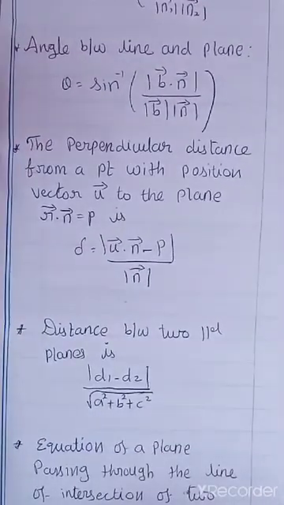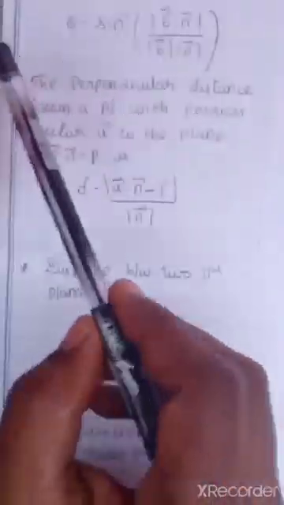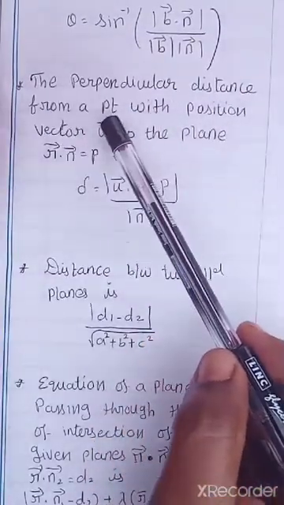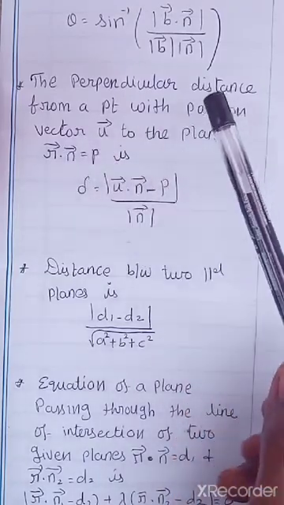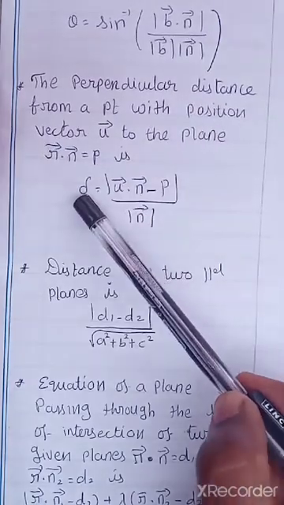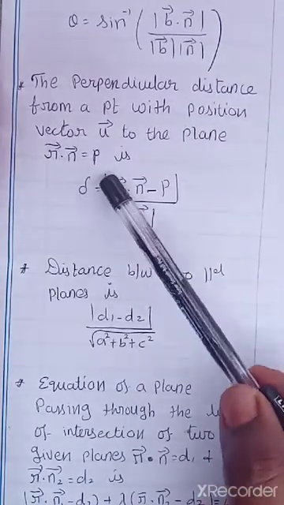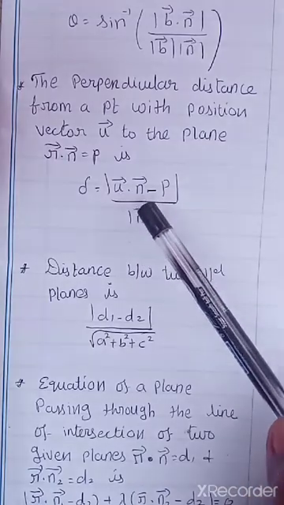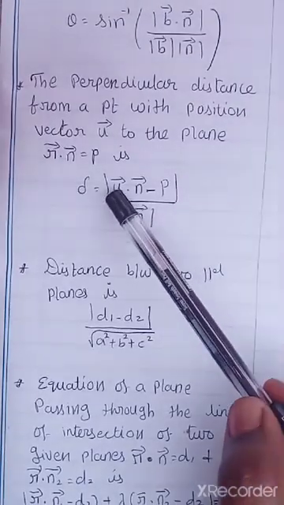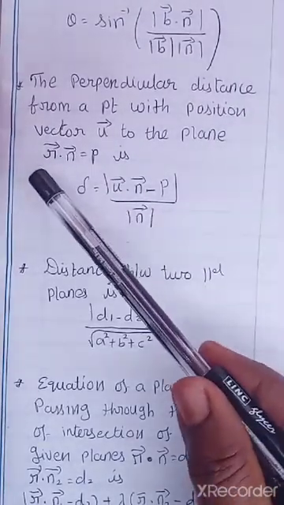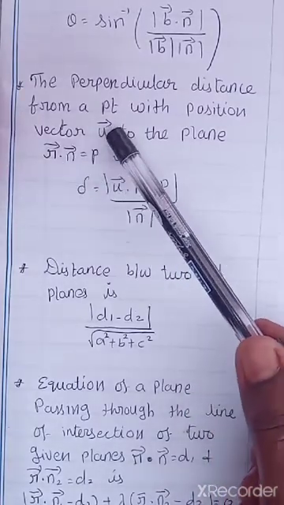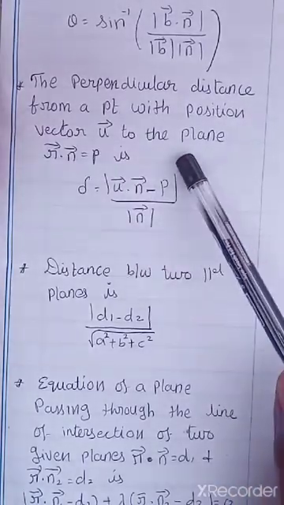And next is your perpendicular distance. So we are going to find out the perpendicular distance from a point with position vector u. So one point and one plane will be given. How to find out the distance? Distance is mod u dot n minus p by mod n vector. Here u is your position vector and we are taking the plane r dot n vector equal to p. So one plane and one position vector will be given. You have to use this distance formula.